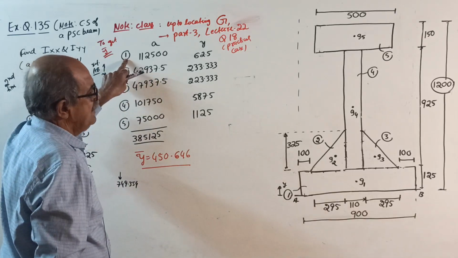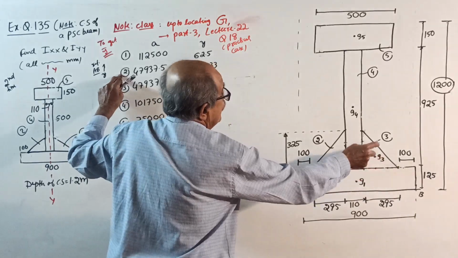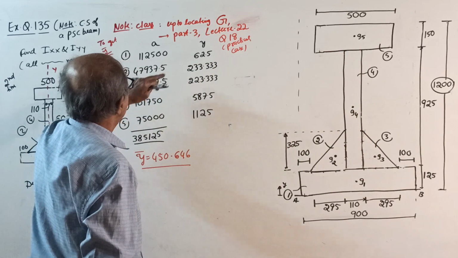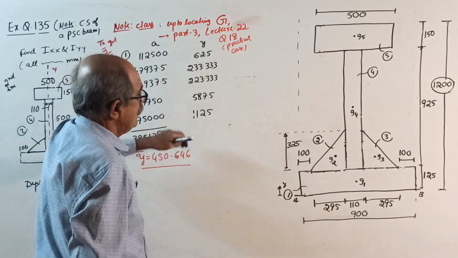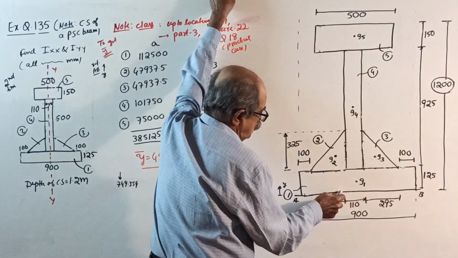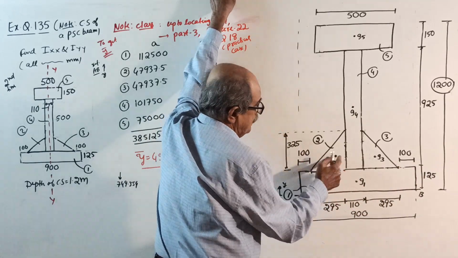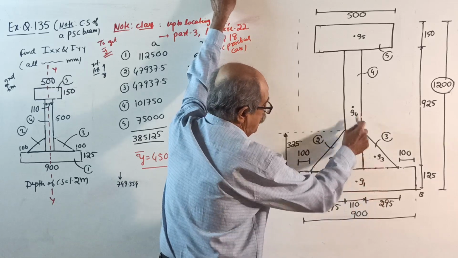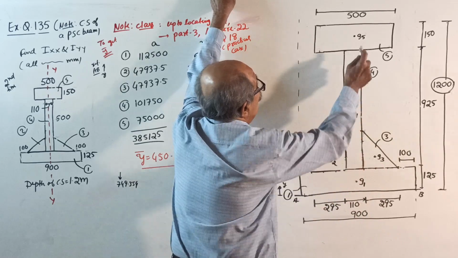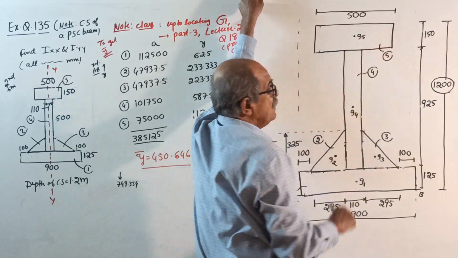one area of 1, area of 2, same area of 3, area of 4, area of 5, A1, A2, A3, A4, A5, Y1, Y2, Y3, Y4, Y5. See here, Y1, 125 by 2, Y2, 125 plus 1/3 of 325, same Y3, Y4, 125 plus half of 925, Y5, 1200 minus 150 by 2.